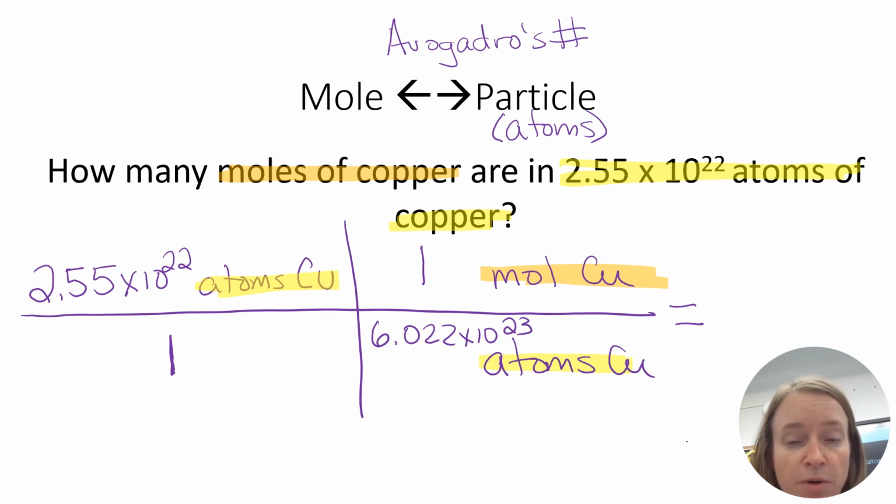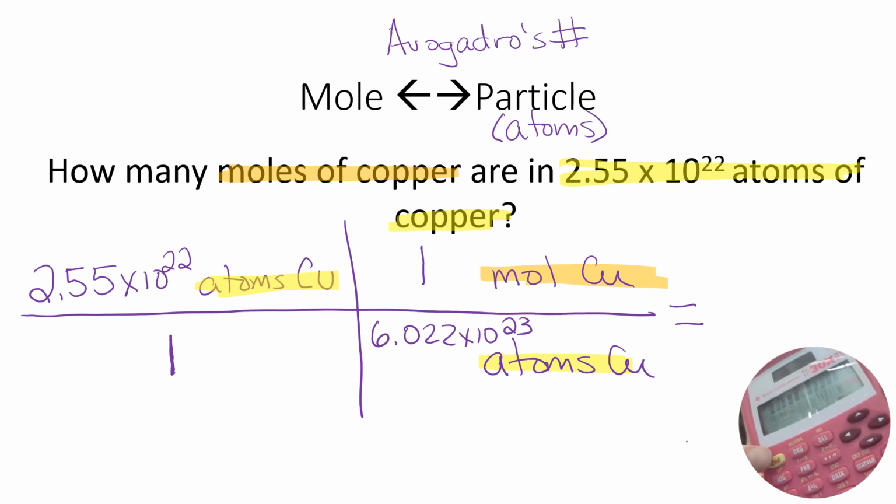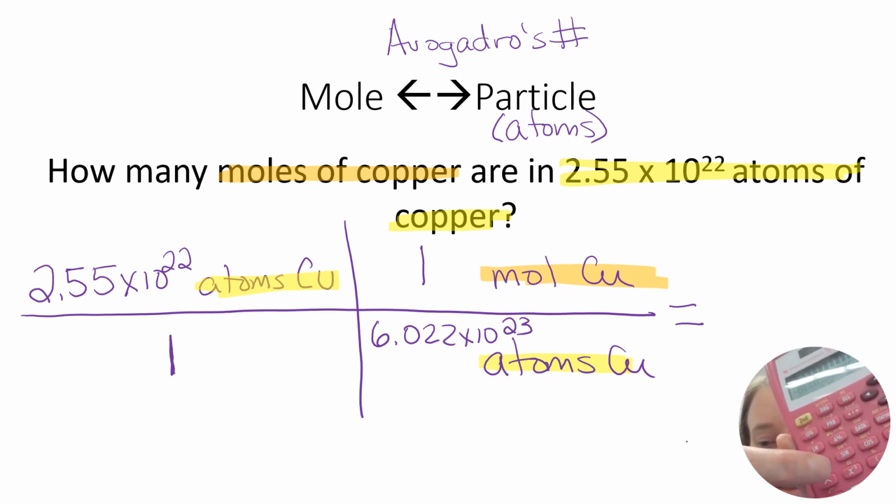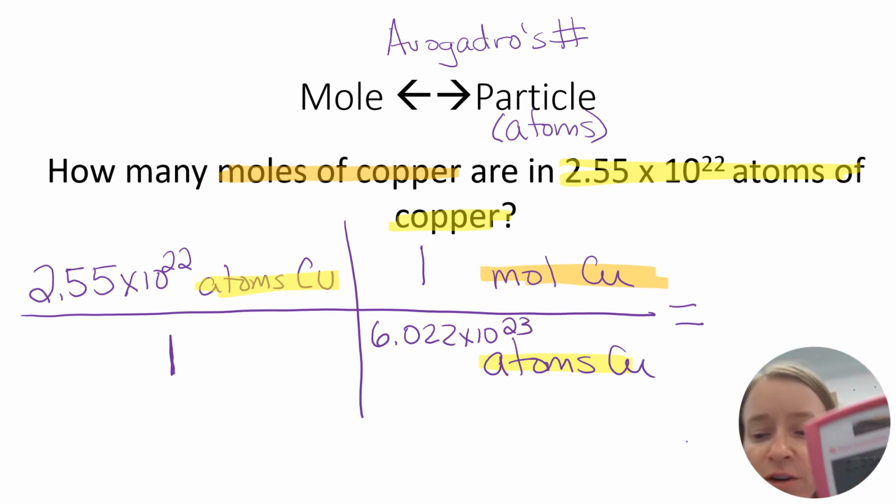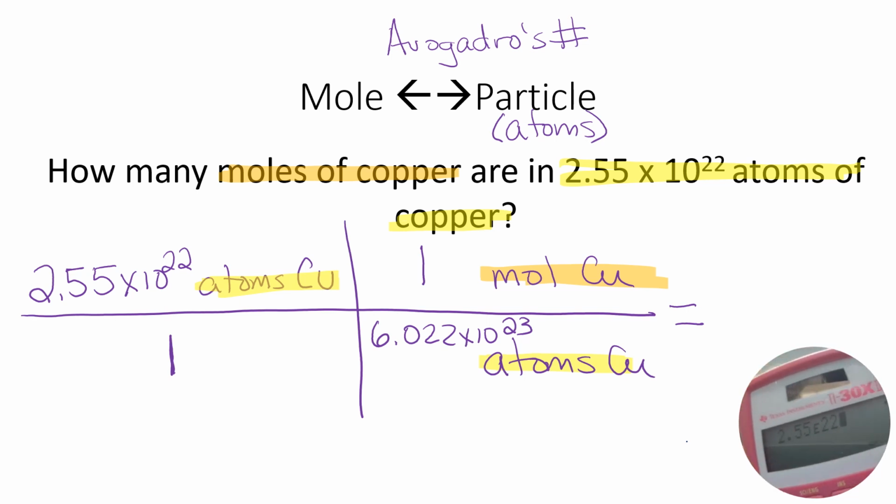So when you're doing this problem on your calculator, you're going to type in 2.55, and then you want to select the second button, and then go down to the x to the -1, so that your calculator reads 2.55e, and then 22. Do not put in a caret. Do not put in a times 10. It should just read 2.55e22.